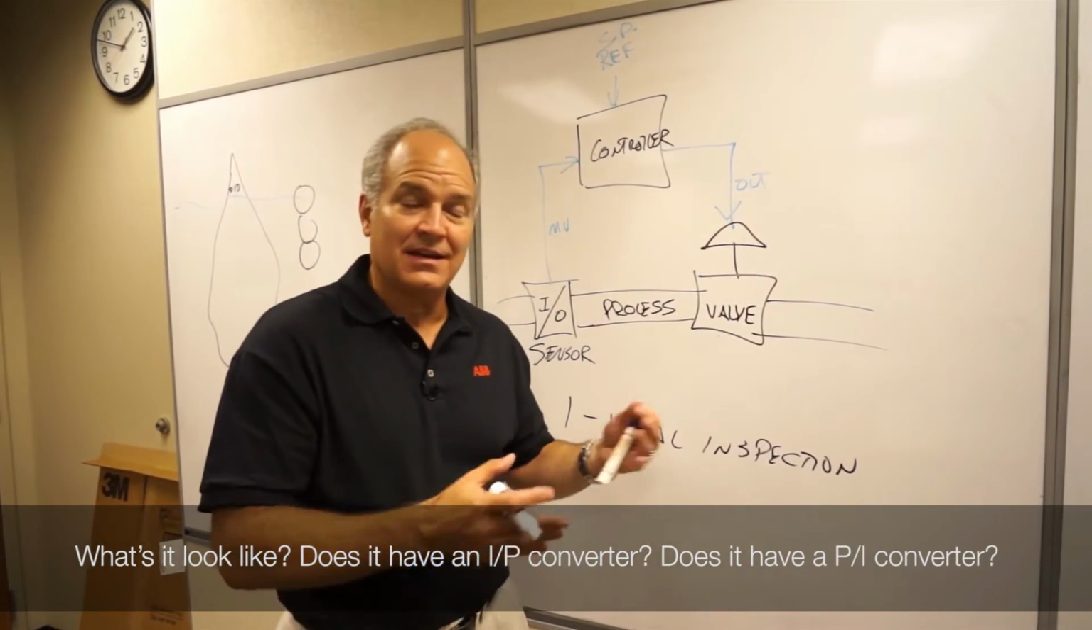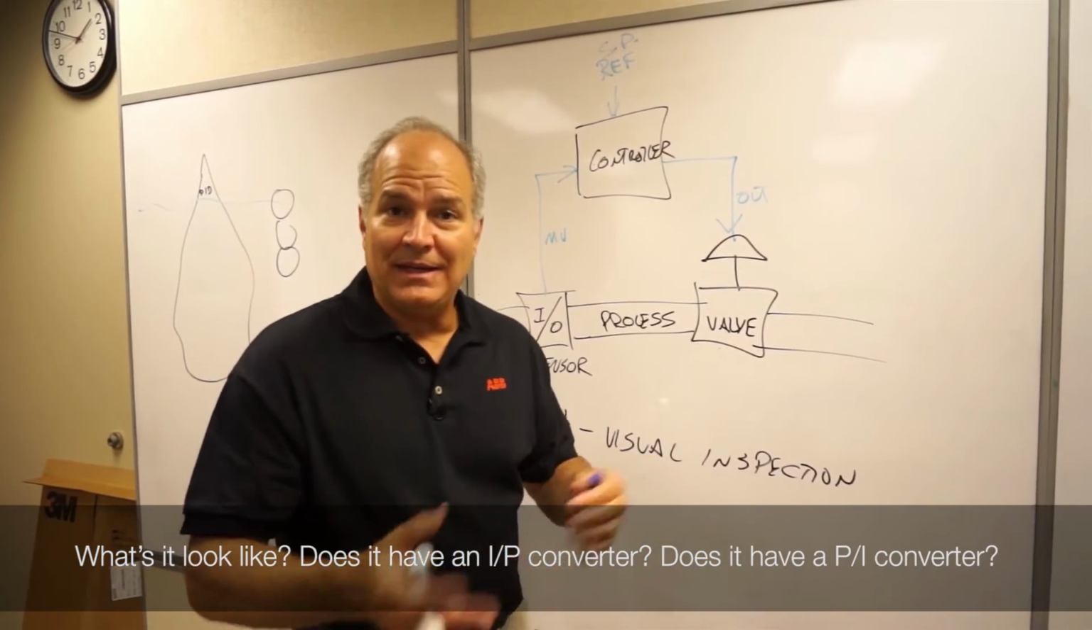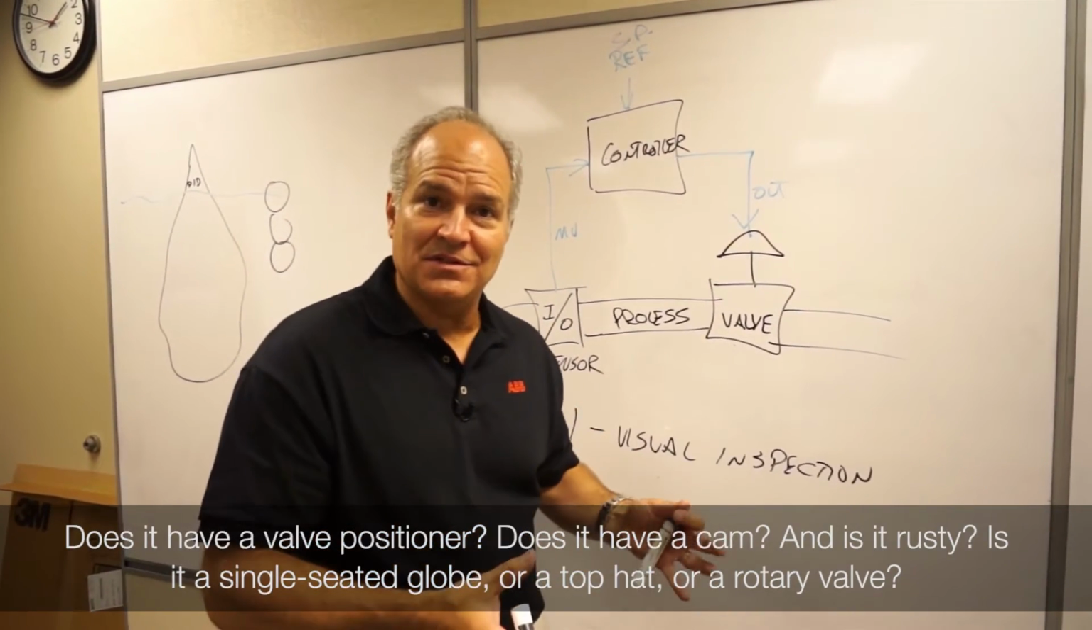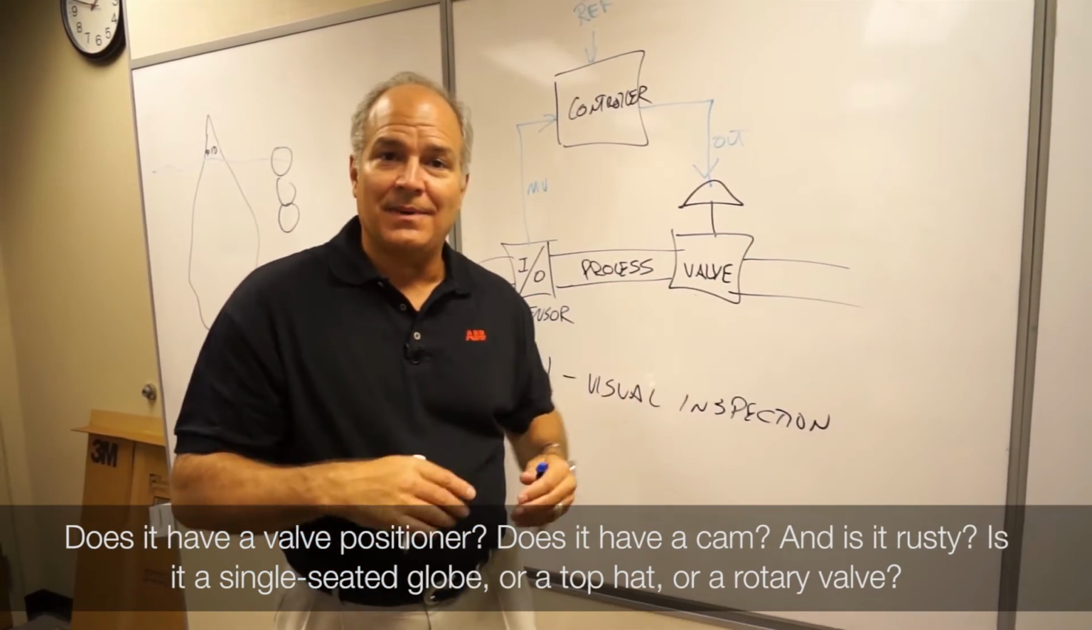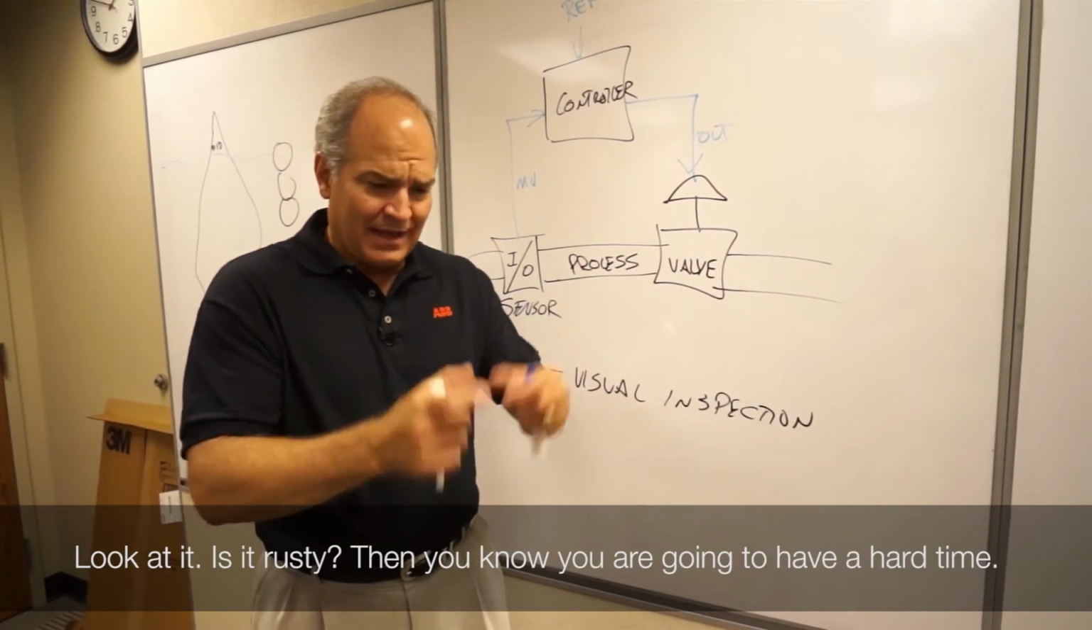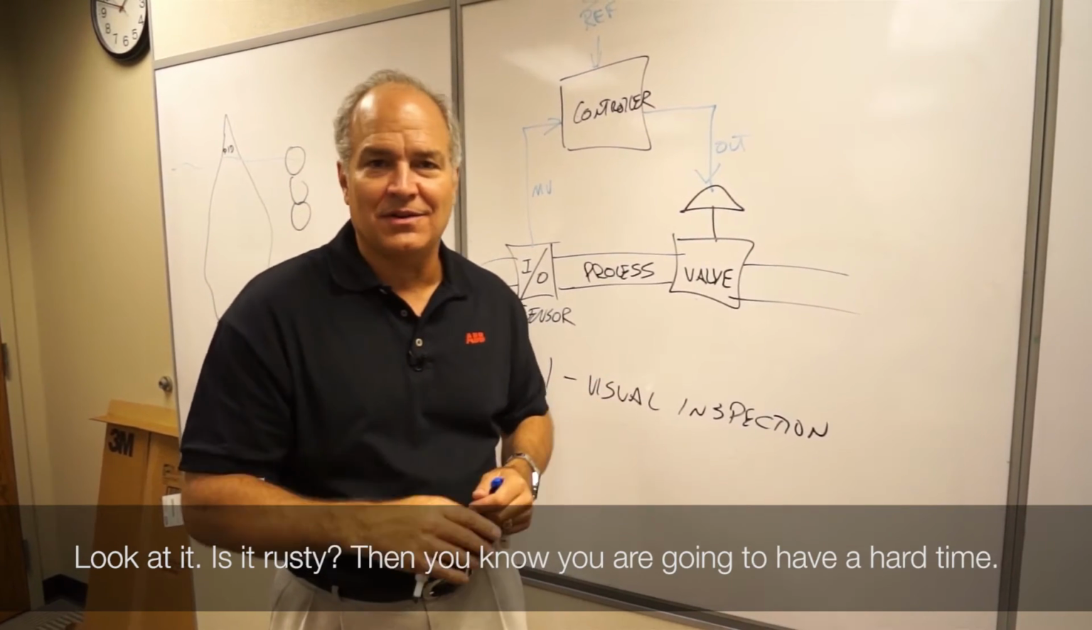Take a look at the condition of the valve. What does it look like? Has it got an I to P converter? Has it got a P to I converter? Does it have a valve positioner? Does it have a cam? Is it a single seated globe or a top hat or a rotary valve? Is it rusty? Then you know you're going to have a hard time.